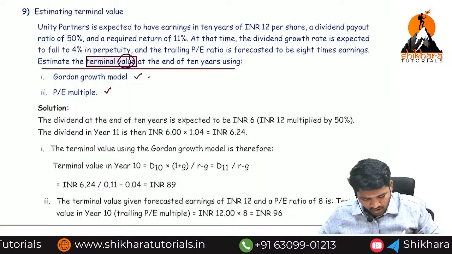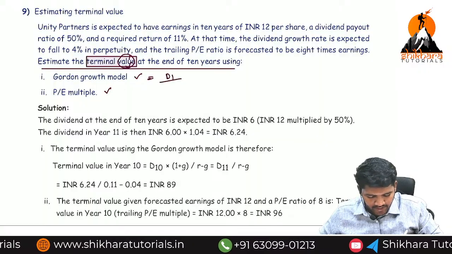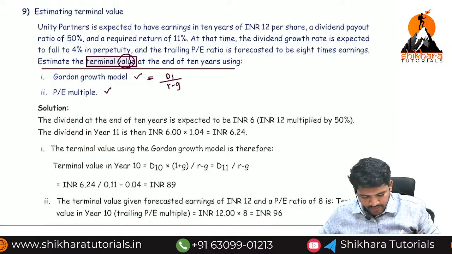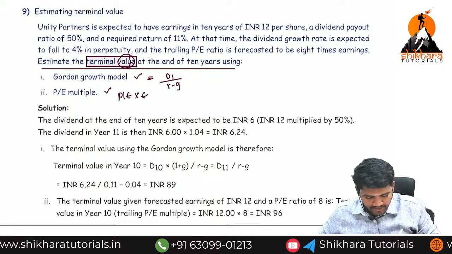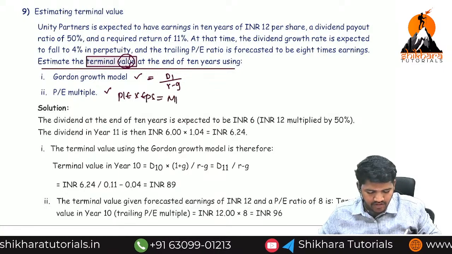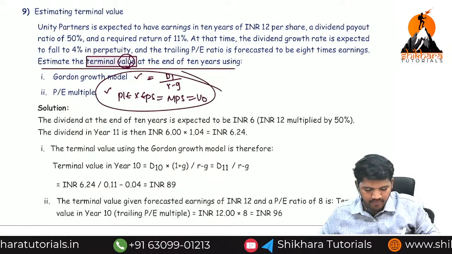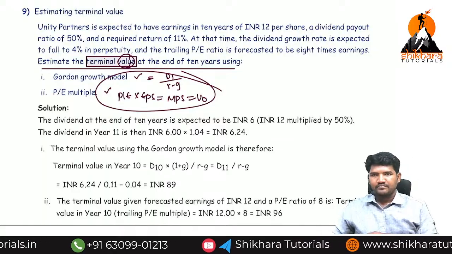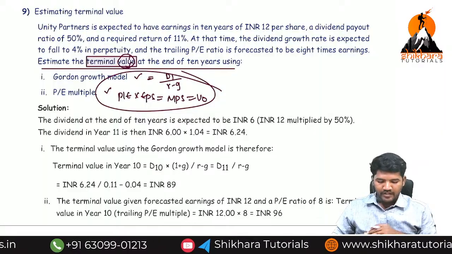Now, according to Gordon's model, D1 divided by R minus G. Are you agreed? When it comes to the PE multiple, PE ratio into EPS equals MPS, which is nothing but V0. Completed. Okay, do the presentation.